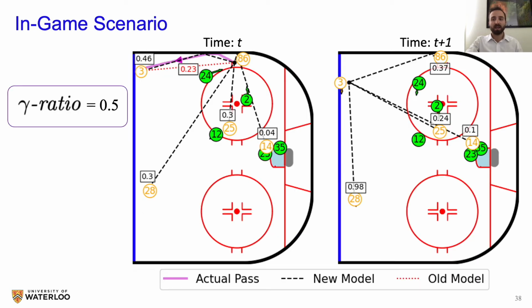For an in-game example, consider this scenario. At time t on the left, player 86 has possession of the puck. Our previous model would consider number 28, the right defenseman, to be the most open. However, our new model suggests that the one-bank pass back to number 3 is the most open. This ends up being the pass that 86 made and has a gamma ratio of 0.5. Completing this pass actually increases the passing lane to 86 from 0.3 to 0.98 in the right figure.